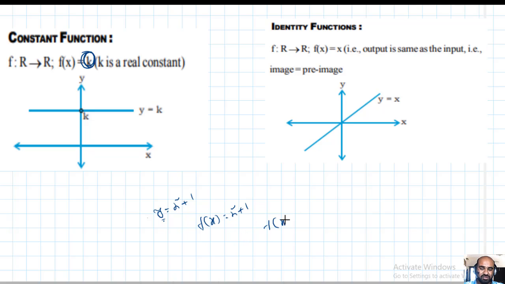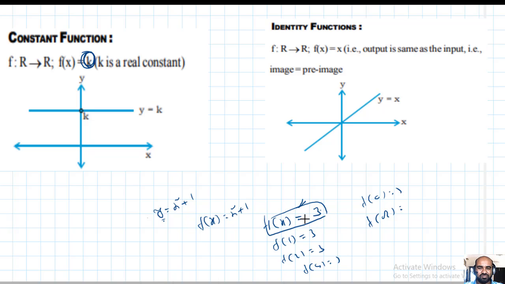For example, f of x is given as 3. What is f of 1? 3 only. What is f of 2? 3 only. What is f of 4? 3 only. What is f of 0? 3 only. f of root 2? 3 only. What is the meaning of this? All x's are paired with 3 only. Such a function is called a constant function.